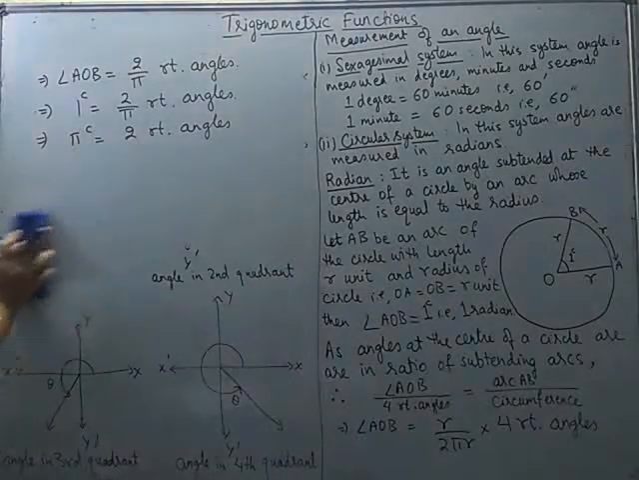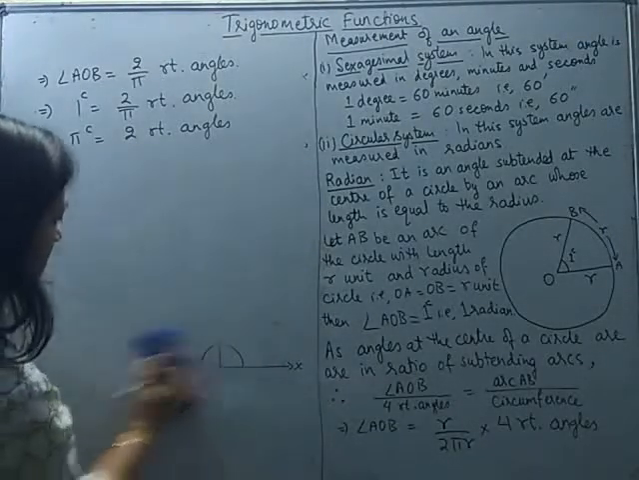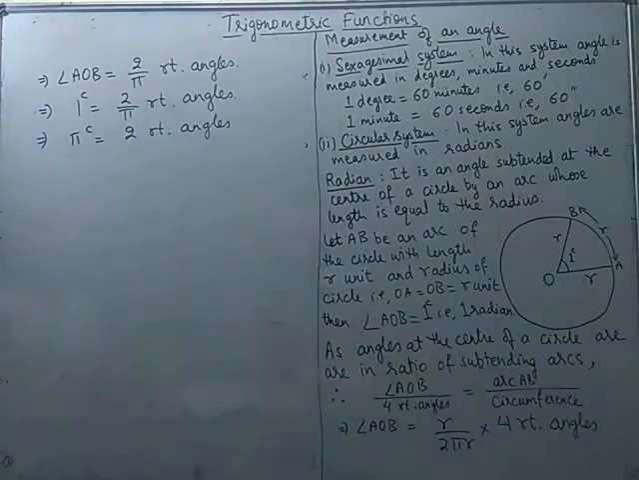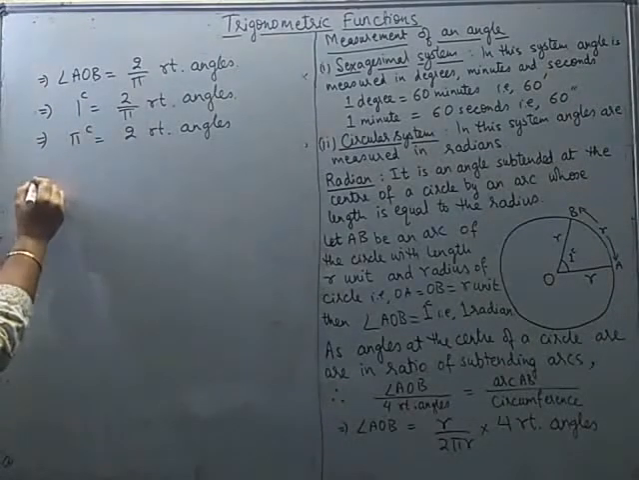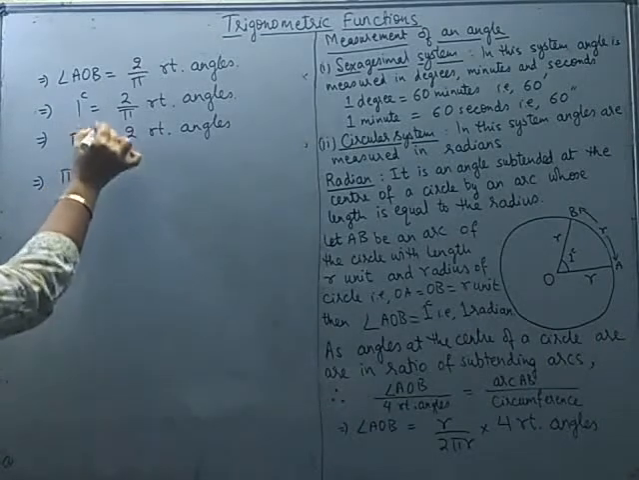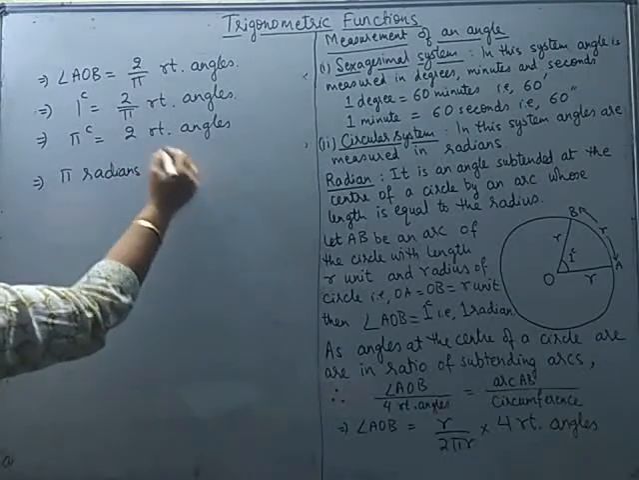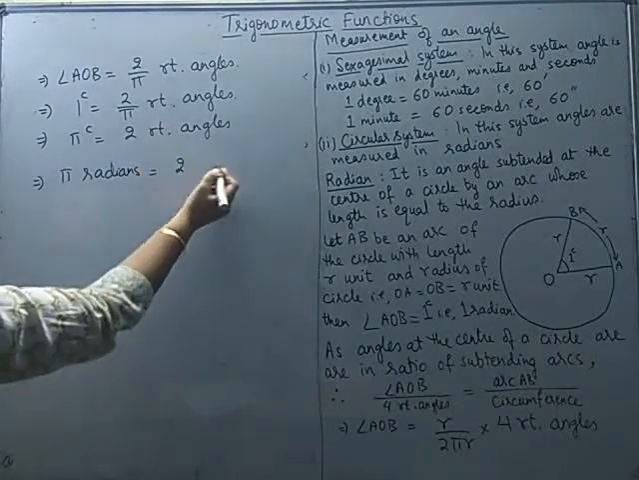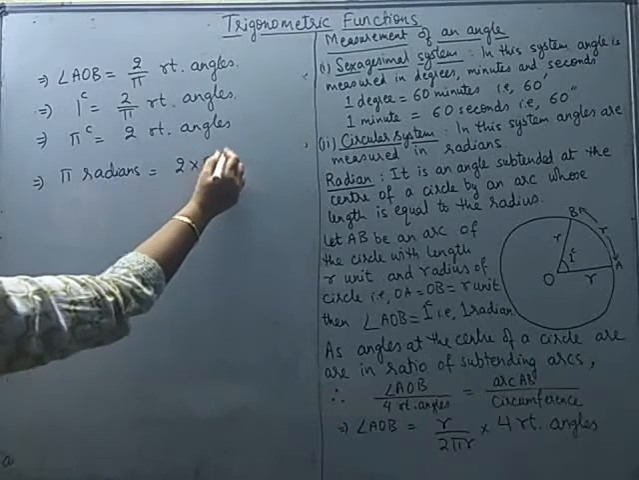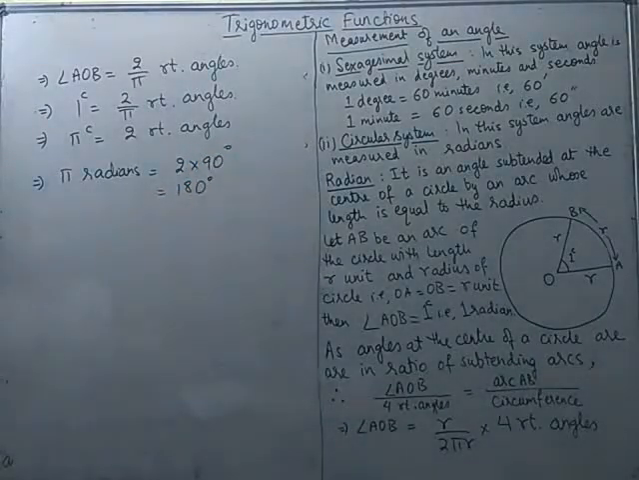Okay, this will give us the relation between degrees and radians. 2 right angles can be written as what? Right angle means 90 degree. So 2 right angles will come out to be 180 degree. So what do we understand from here? Pi radians, this is the symbol for radian. Pi radians is equal to 2 right angles into 90 degrees. That means 180 degrees. So this is the relation between radians and degrees.